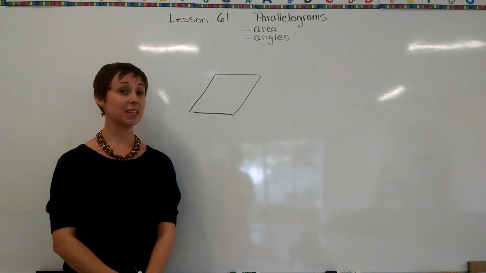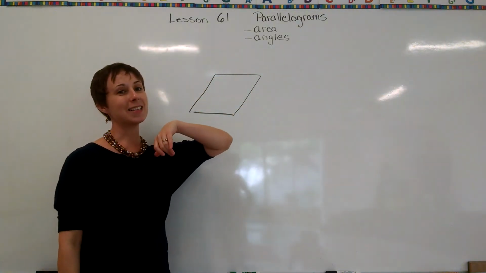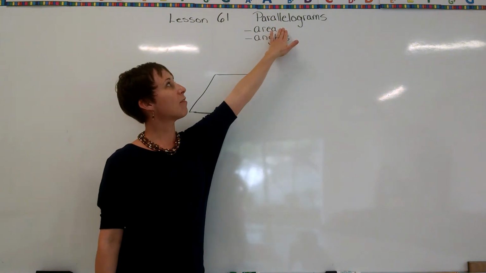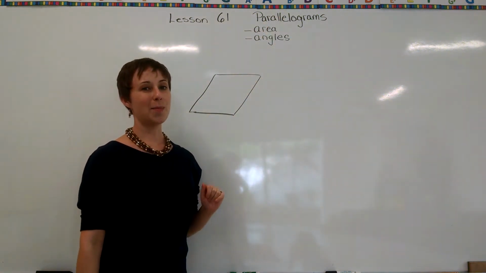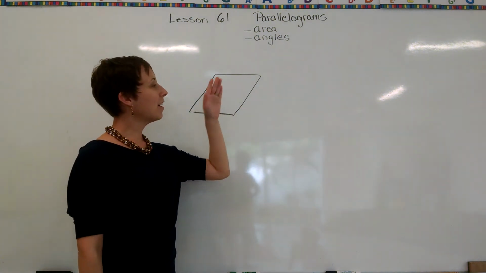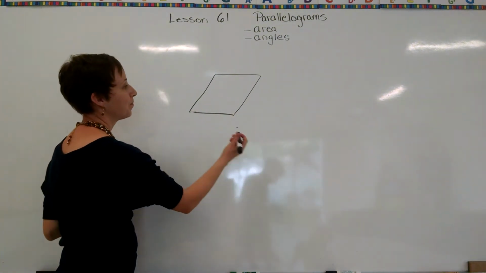Saxon Math for 6th grade. We're again doing lesson 61. We've already learned how to find the area of a parallelogram, and now we're going to talk about the angles on a parallelogram. The angles on a parallelogram are really neat.